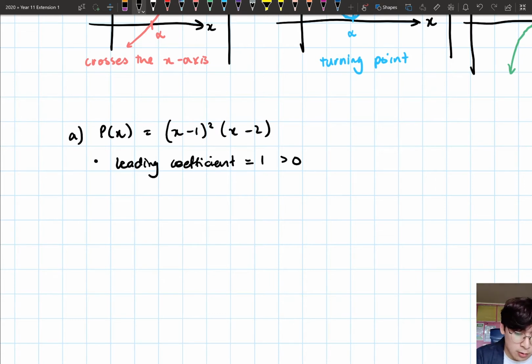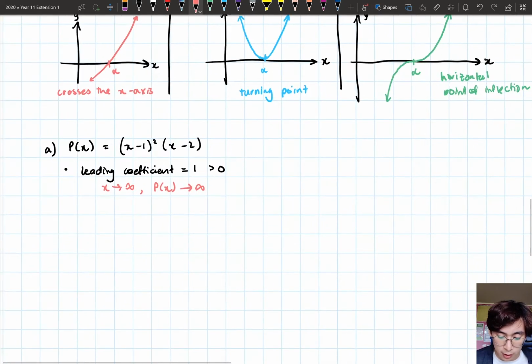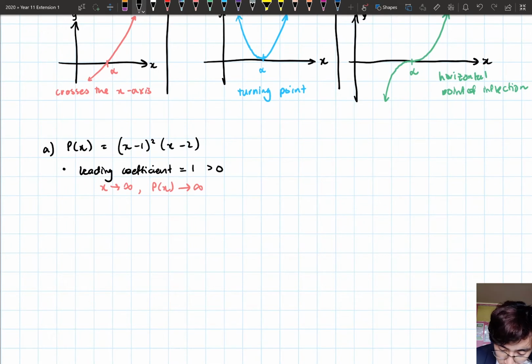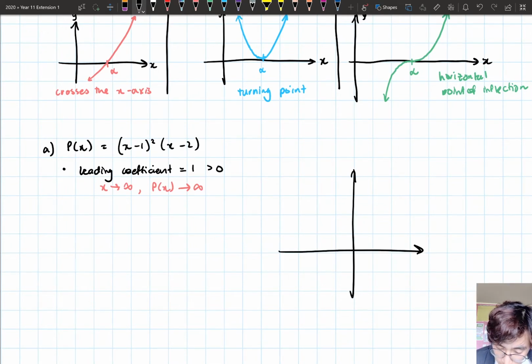What this tells me, and you don't need to write this down whenever you're doing graphing, is that when x goes to infinity, my polynomial is also going to go to infinity. So it's going to end in the top right quadrant on my Cartesian plane. So let me just draw this as I go. x, y. So it's going to end up going towards that direction. That's what this first dot point tells me.